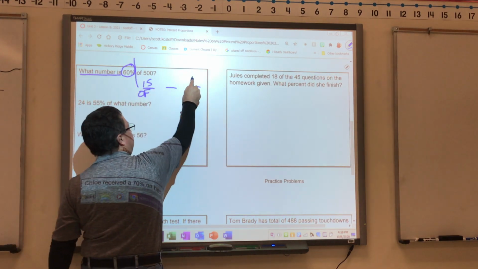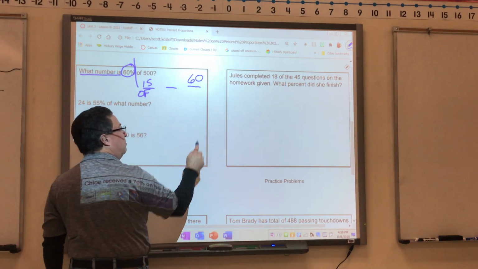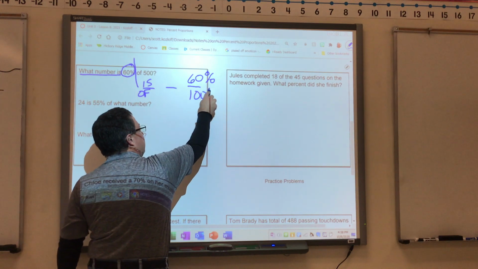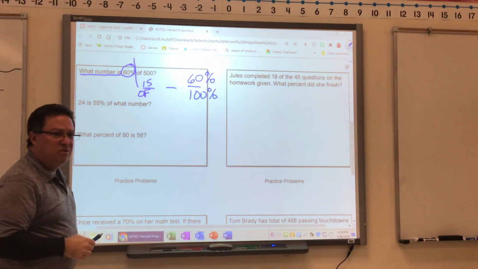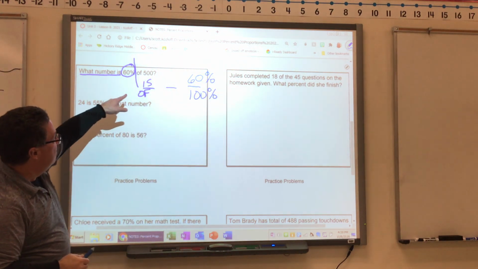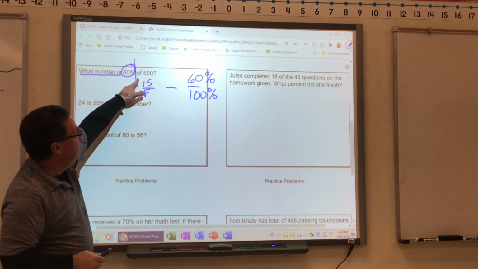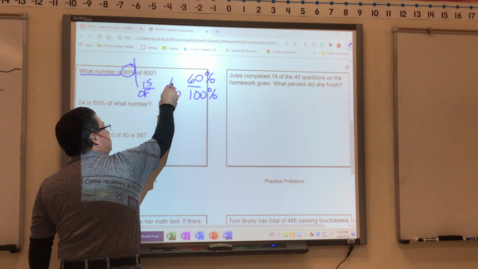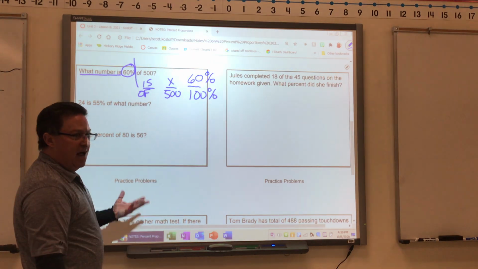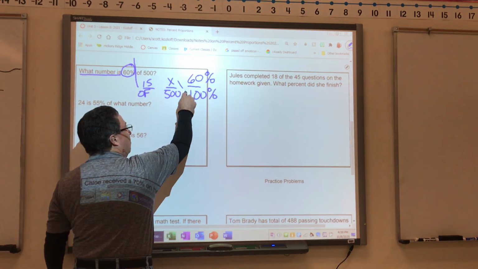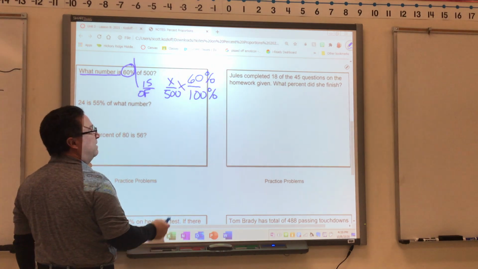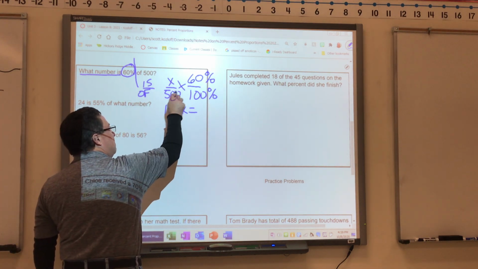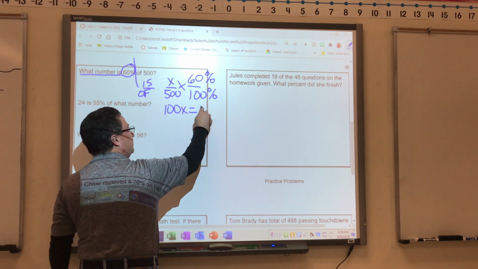I'm going to put my 60% in the only place it can go, because the only place a percentage can go is with another percentage. Then I'm going to look at my numbers, and when I see the word of, that is 500, which means my x goes on top. Now all you need to do is cross multiply and divide. That means 100 times x equals 500 times 60.